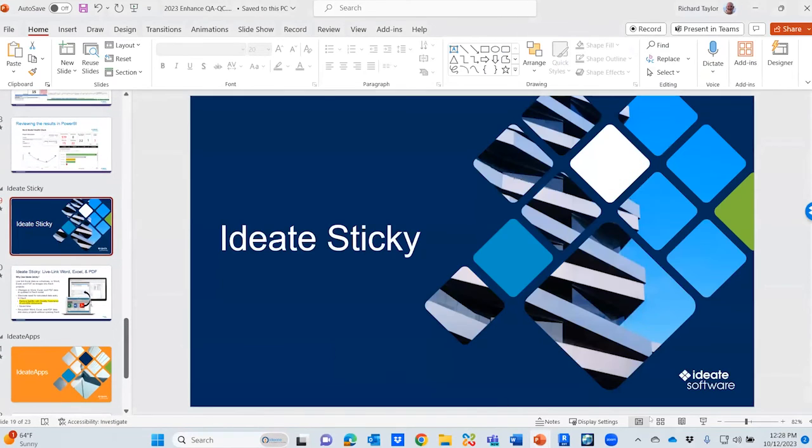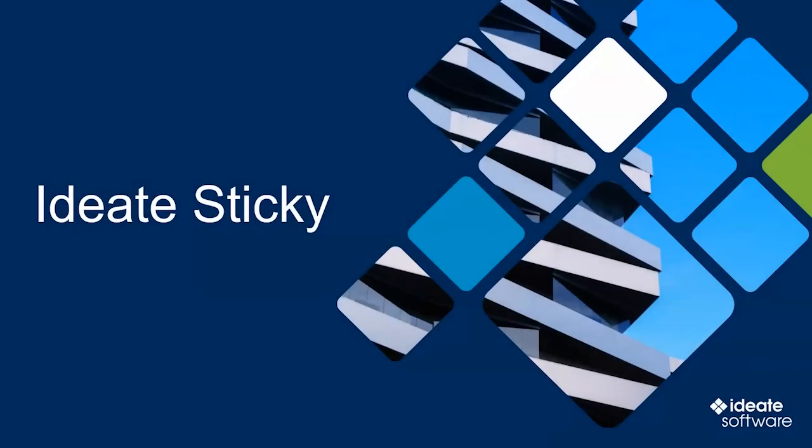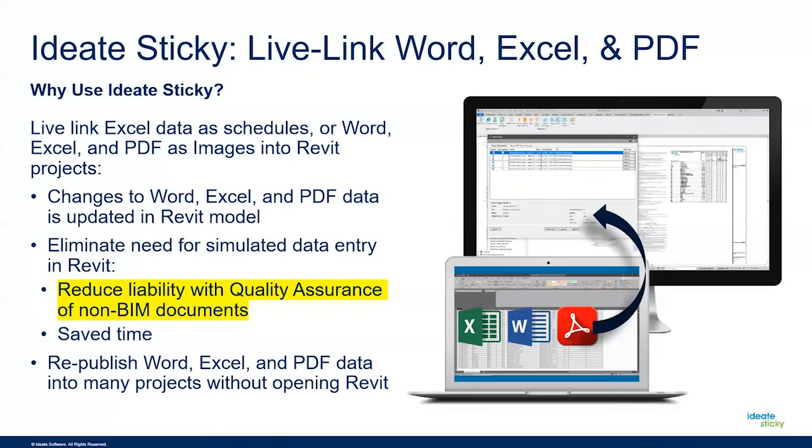Okay, Ideate Sticky. All right. So Ideate Sticky allows you to link Word, PDF, and Excel documents into the Revit project and keep those up to date. So it's a live link. And so if the source documents change, the information displayed within Revit can also change.